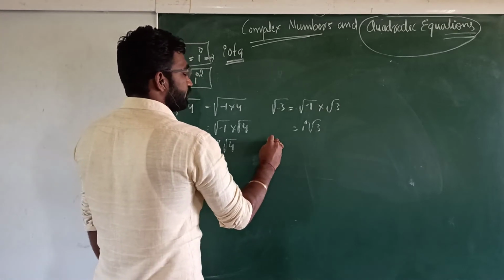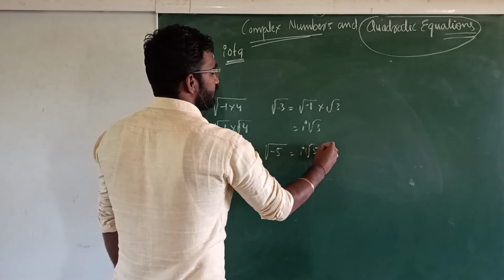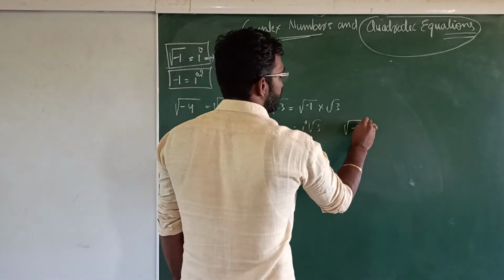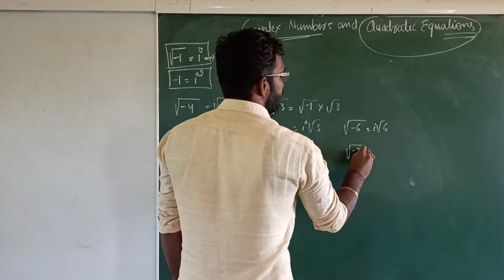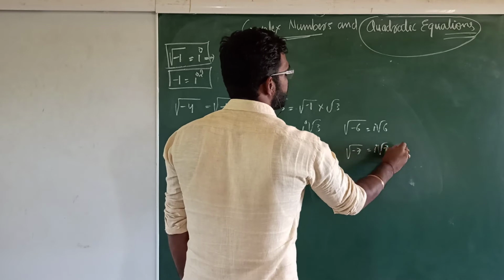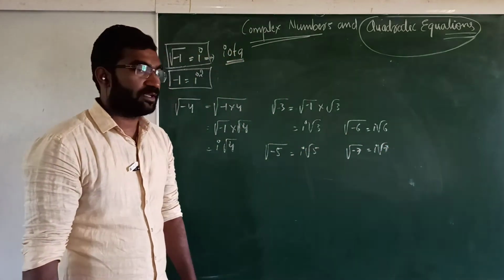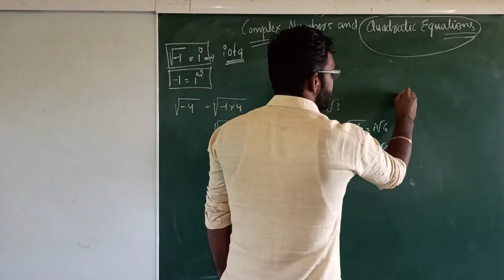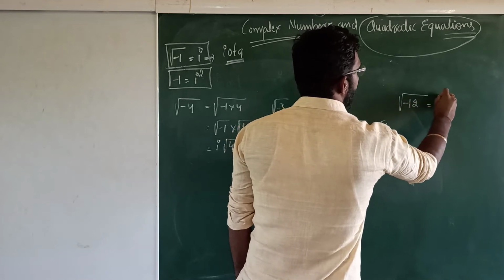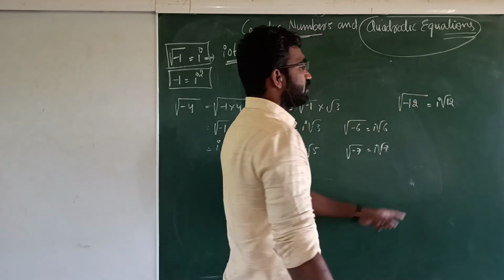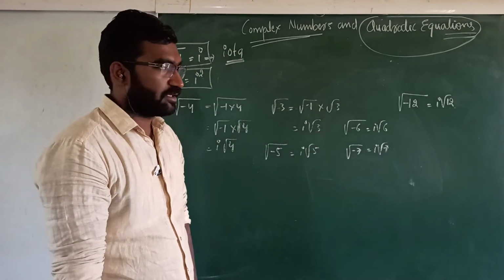Similarly we will write a few numbers. Root of minus 5 is equal to i root 5, root of minus 6 equals i root 6, and root of minus 7 is equal to i root 7, right? So simple, if the minus comes out of the root, it becomes i. Similarly the last number, root of minus 12, you can write as i root 12. Further you can simplify it, not an issue, right? So this is how we are going to write it.